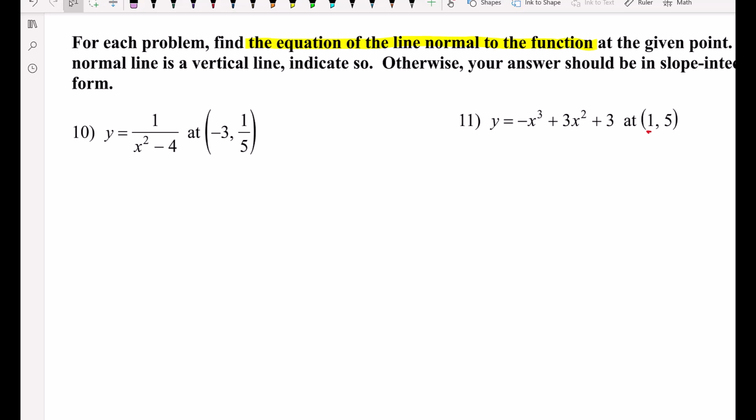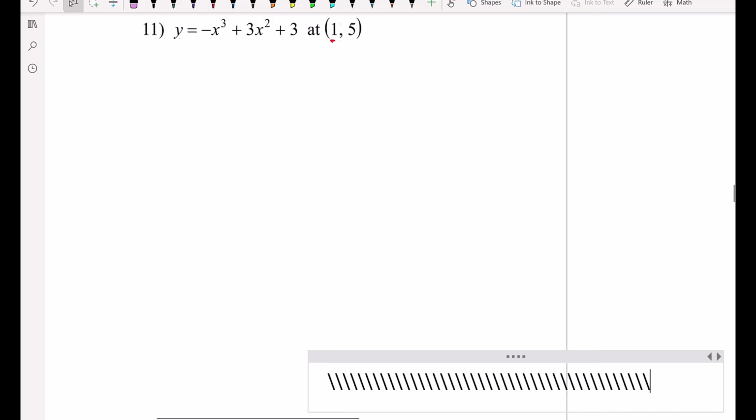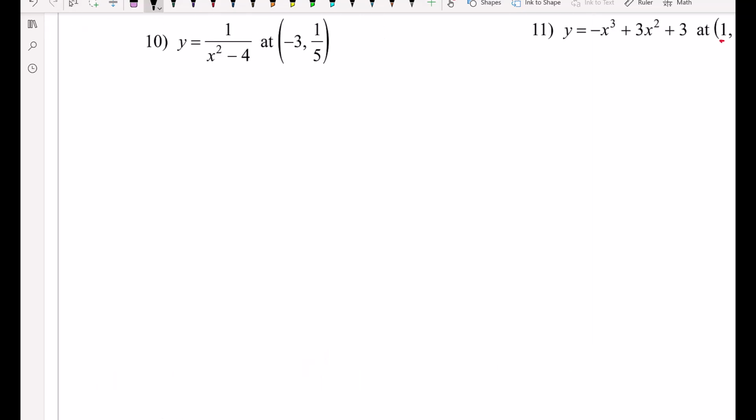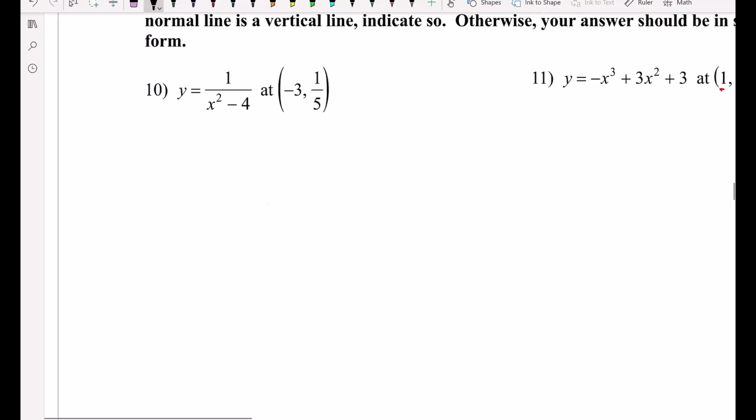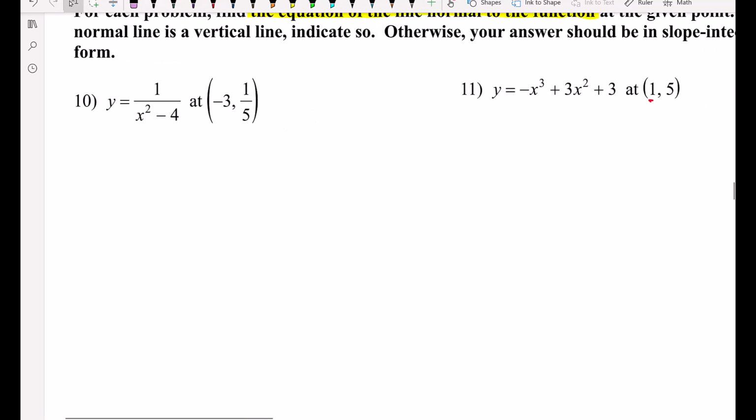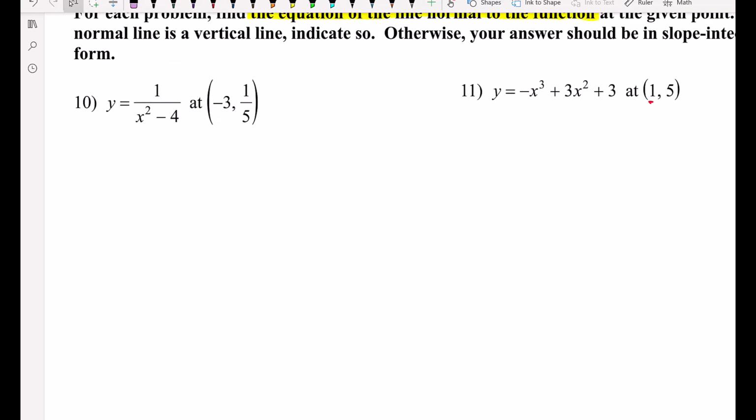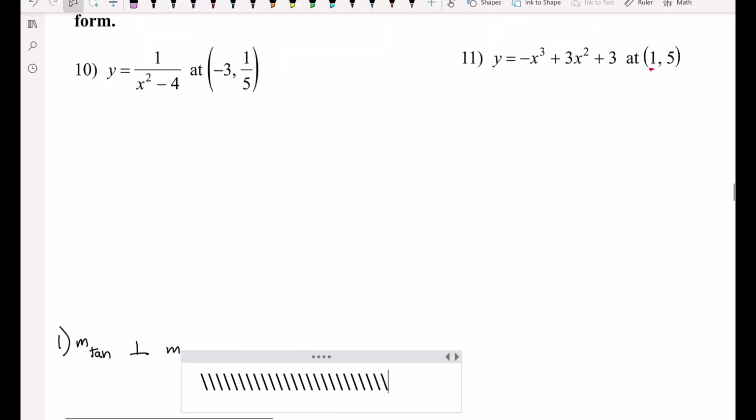So the first task is you need to find the derivative function, because the derivative is how you find the slope of the tangent line. So keep in mind, our ultimate goal is to find m tangent. Then perpendicular to the slope of the tangent line is the slope of the normal line. But what produces the tangent is the derivative function. All right.